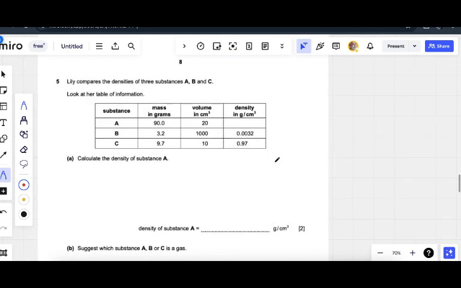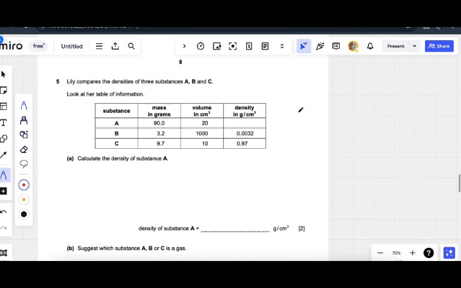Question 5 is physics, on density. Say Lily compares the density of three substances A, B, and C. So look at our table of information. We have substance A, B, and C, with mass in gram and the volume in centimeter cube. If the mass is in gram and the volume is in centimeter cube, then you don't need to convert the unit. We're going to calculate density in gram per centimeter cube.